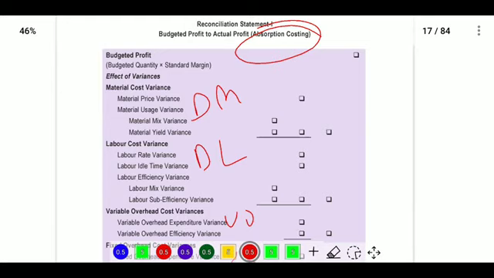So we will take the budgeted profit, or sometimes some standard profit. We analyze the profit, how much we require. This is the budgeted profit. After that, what is the direct material variance?